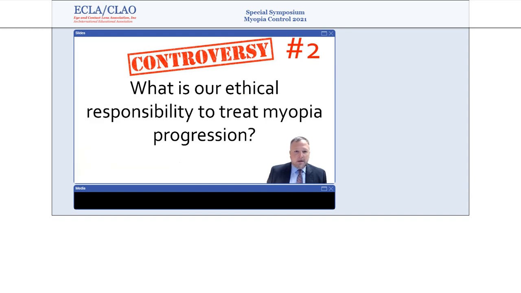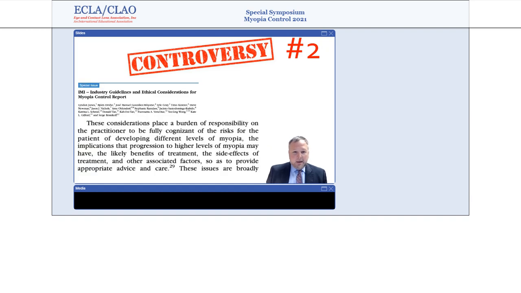The next controversy that I want to lay out and think through is, what is our ethical responsibility to treat myopia progression today? As practitioners, do we have such a responsibility? I think that we're seeing the answer become firmly yes. You can see in the international myopia reports, and particularly the industry guidelines, they suggest that there's a burden of responsibility on the practitioner to be fully cognizant of risk factors that the patient may have, the implications of progression of myopia, what this means, what the risks and benefits are, and to provide appropriate advice and care to the patient.